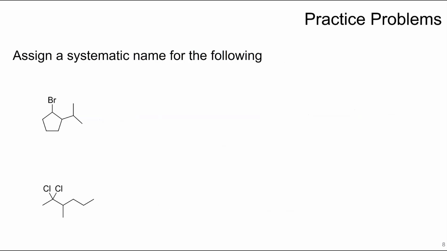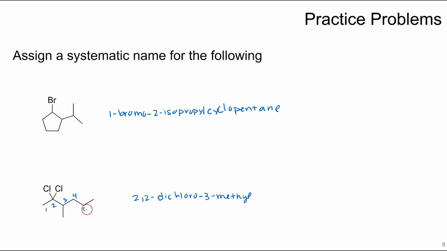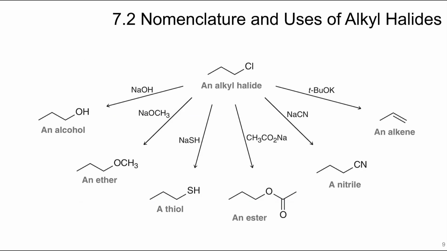Okay, so to name these ones: 1-bromo-2-isopropylcyclopentane, and this one is 2,2-dichloro-3-methylhexane. By the end of the semester, you'll be able to do several of these reactions, and by the end of the year, you should be able to do all of them.